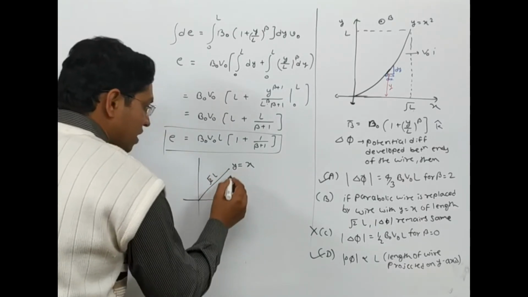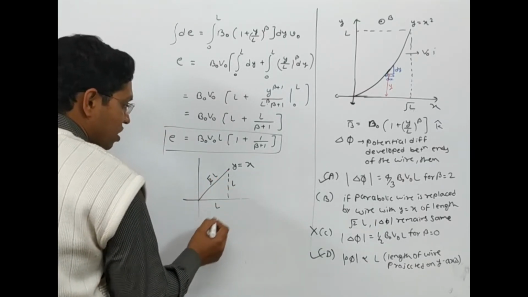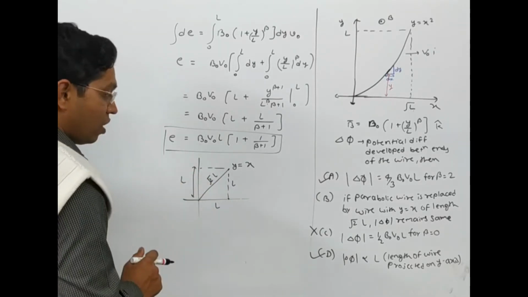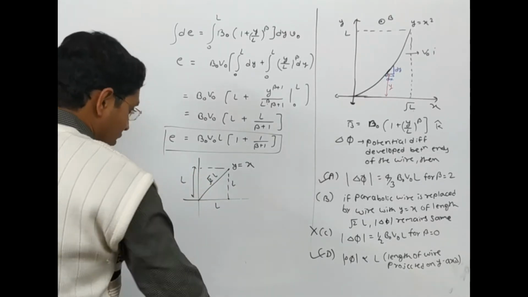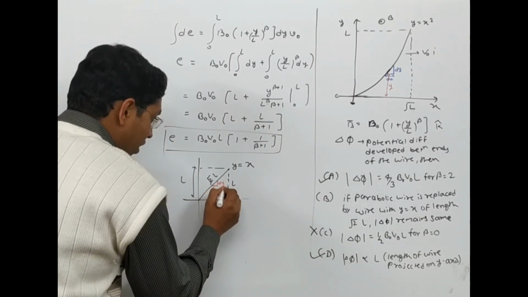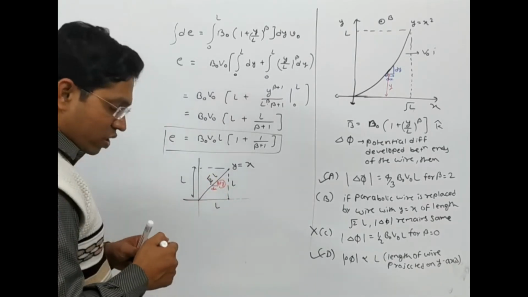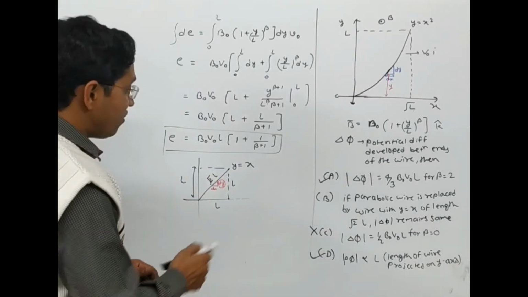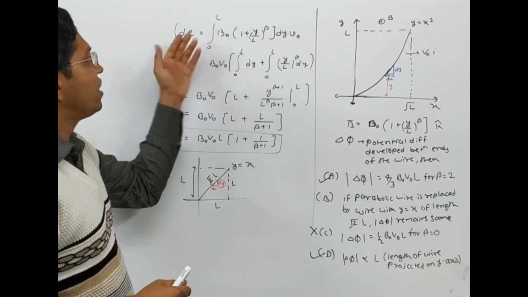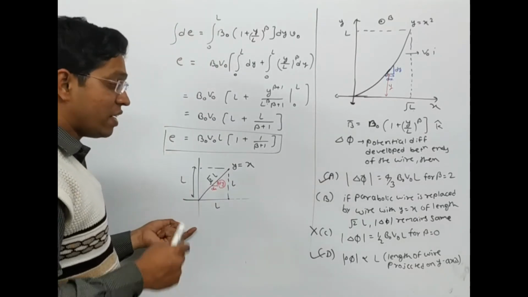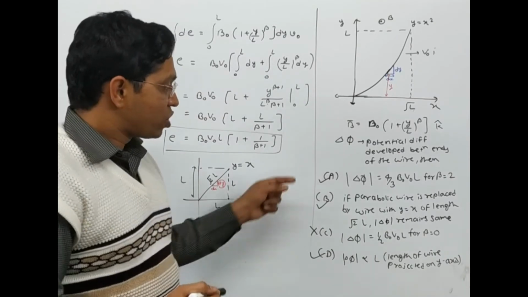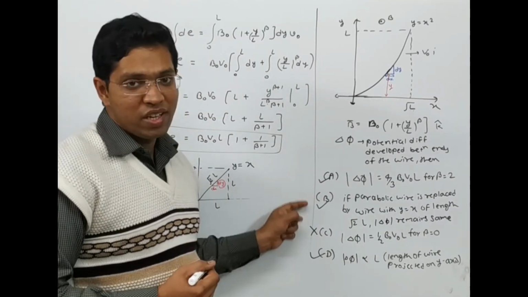Now if its length is root 2L, naturally this will be L, this will be L. So its vertical component will have a length L again. Now again the similar story repeats: if I go for a small elemental part and take dx and dy, then only dy will be responsible for the EMF induced, and the integration is going to be the same, from 0 to L, so this answer is also the correct answer. So the answer options for these questions are A, B and D.